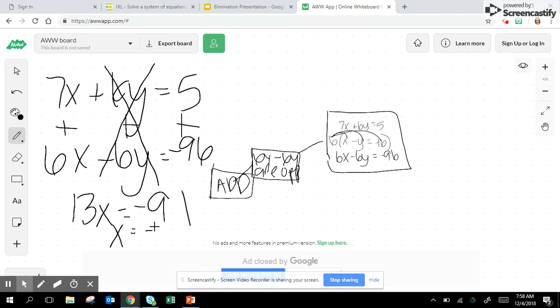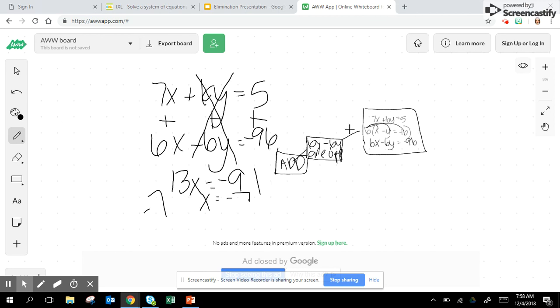Yeah, negative 7. Okay, now that I know x is negative 7, I'm going to go ahead and plug that back in so I can find it for the other stuff. So either question, and actually you could totally use the original one because that would be an easy one.